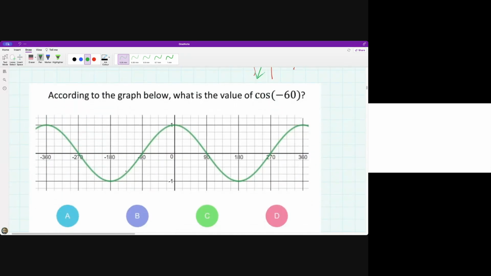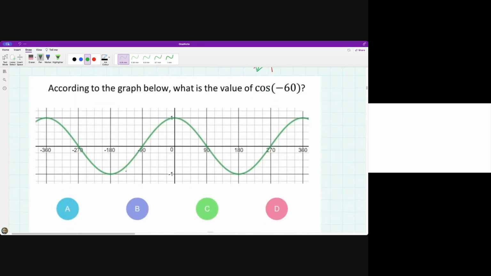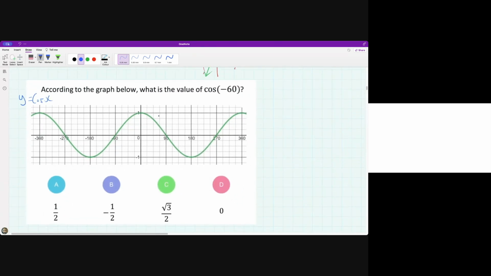Okay, according to the graph, what is the value of the cos of minus 60? This is, in fact, a cos graph. So y equals cos x. This is what the graph looks like. And let me show you your options.